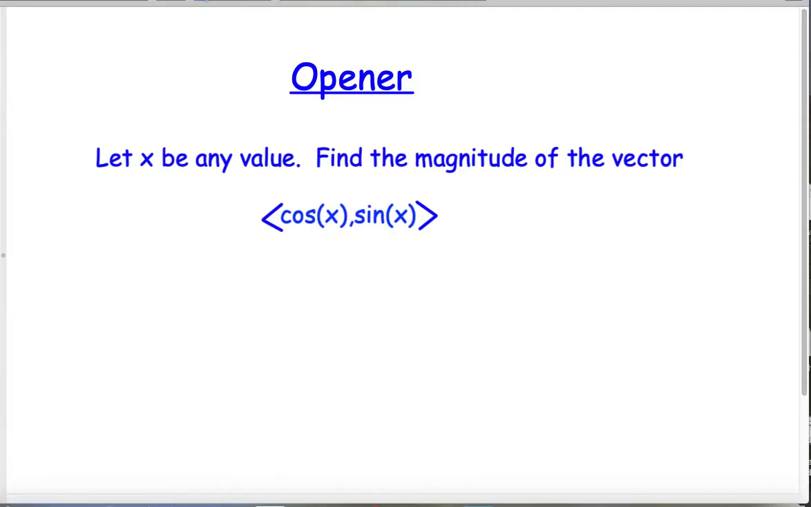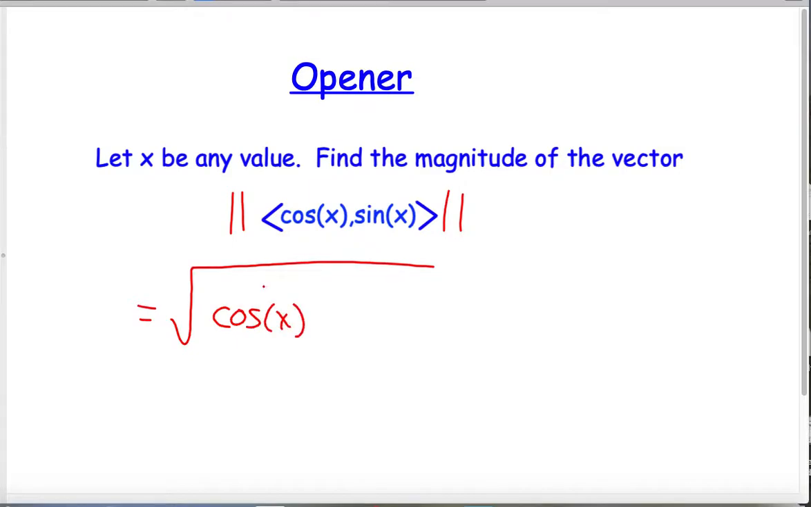All right, so here's how we're going to do this. Just like we would do any other magnitude of the vector. So the magnitude of this vector is going to equal the square root of the horizontal component, or the x component squared, plus the y component squared.